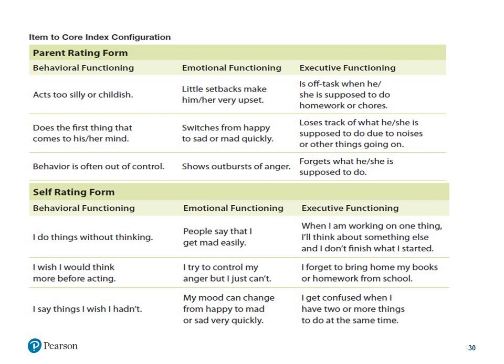For the self form, there are similar items. The child is asked, I do things without thinking is one item. I try to control my anger, but I just can't. And again, they indicate how often this occurs.